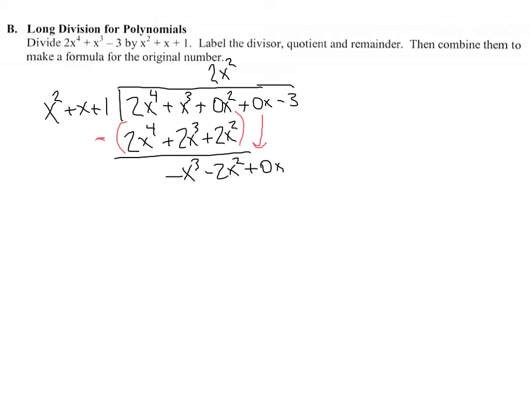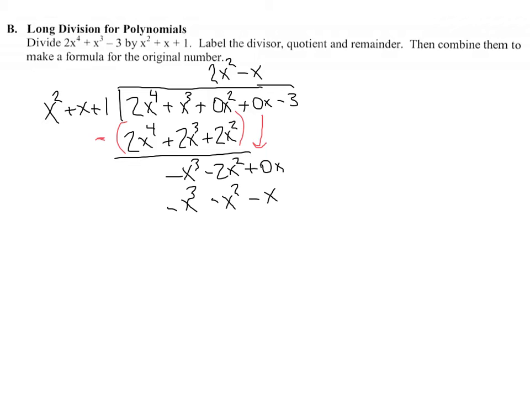Then I go through and I ask myself the same question again. What do I need to multiply the first term of this to get the first term here? So I need to multiply x squared by a negative x to get negative x cubed. So that's what I'm going to write up right here, negative x. I take that part, what I just wrote up here, negative x, and I multiply that by every single thing in the divisor. So negative x times x squared is negative x cubed. Negative x times an x is negative x squared. And negative x times 1 is negative x.